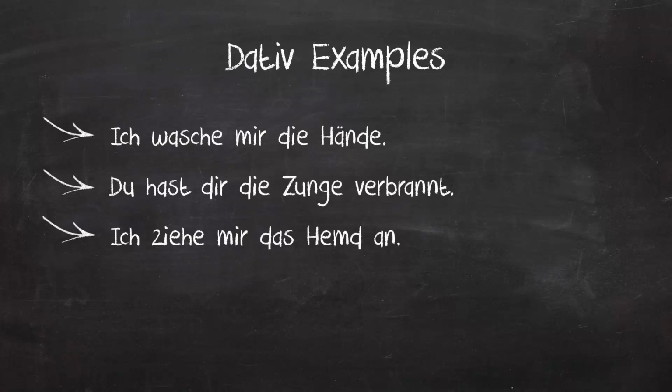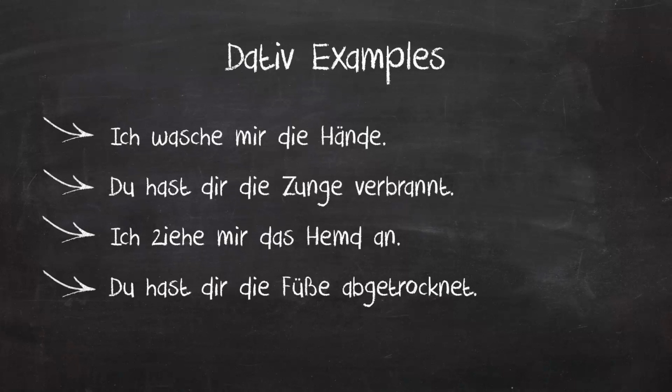Ich ziehe mir das Hemd an. I put on the shirt. Now beforehand we had ich ziehe mich an, I get dressed. And here with the accusative object, ich ziehe mir das Hemd an. I put on the shirt.